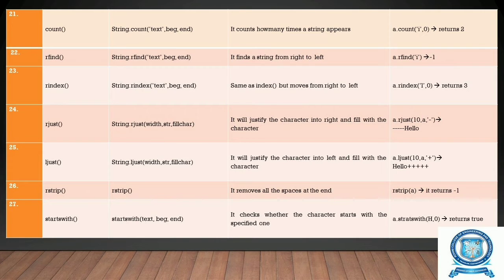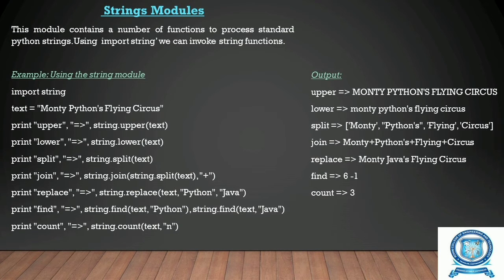So, rjust will justify the string to the right and fill with the given character. Okay. So, ljust also justifies to the left and fills with the character. Justification we know, from left to right and right to left. Okay. So, then rstrip removes all the spaces at the end, and startswith checks whether the string starts with a specified one. So, all these are the methods used in strings.